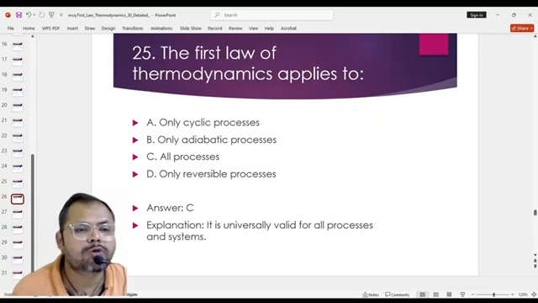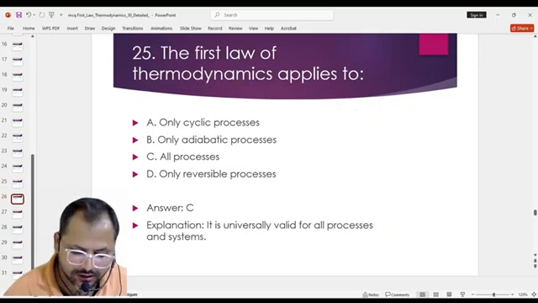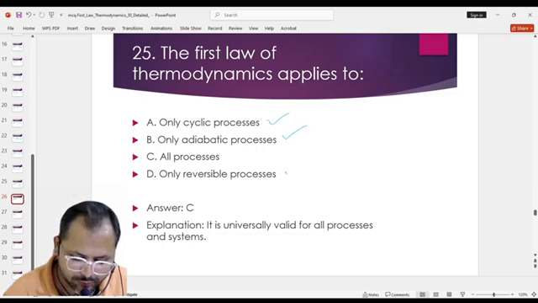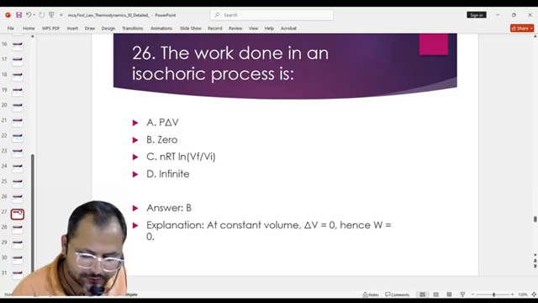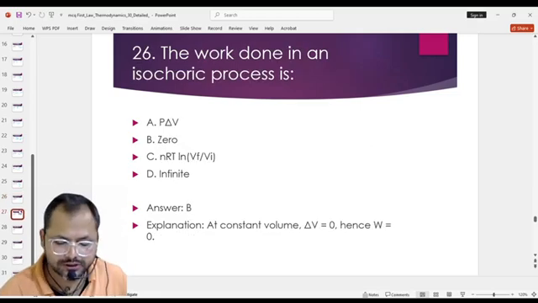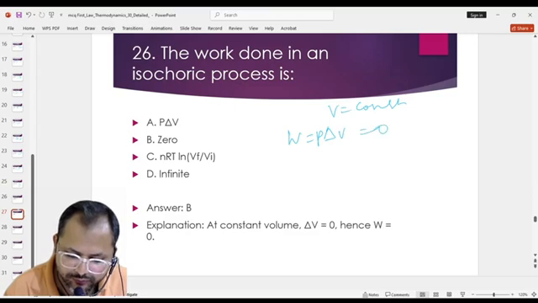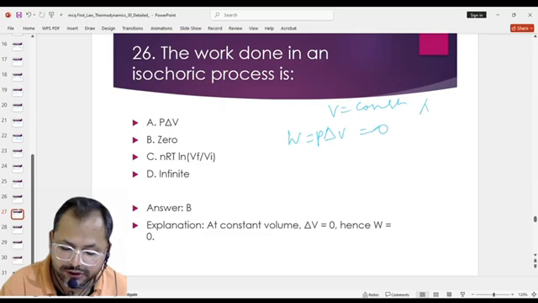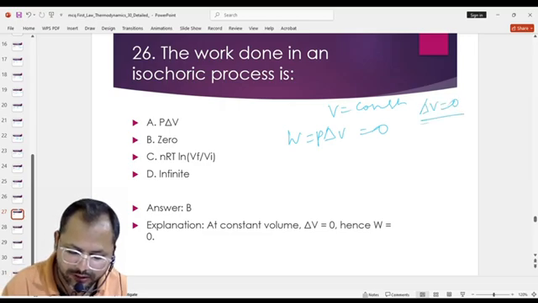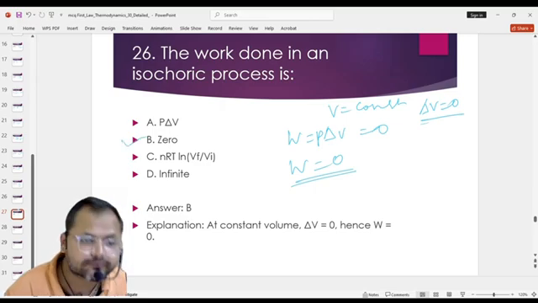The first law of thermodynamics applies to all processes: cyclic process, adiabatic process, and reversible processes. Next question. The work done in an isochoric process. Isochoric process means volume is constant. So work done equal to pressure into change in volume equal to 0, since change in volume is 0. So work done is also equal to 0. So option B is the correct answer.